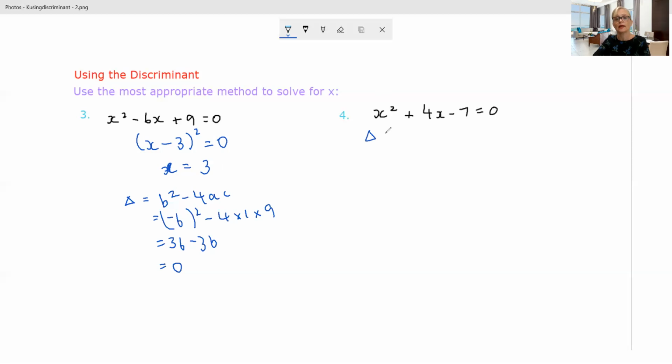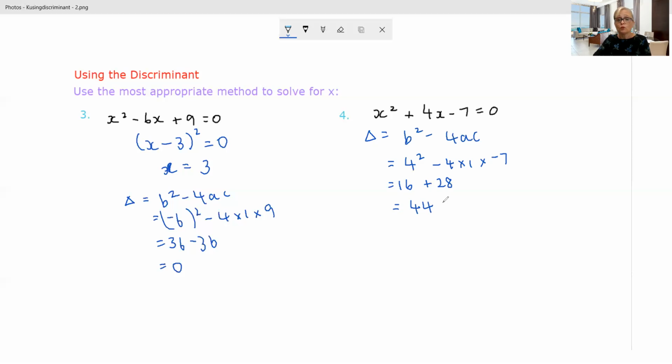So we're going to have a look at our b squared minus 4ac. It's pretty obvious by looking at this. Factors of negative 7, we can have negative 7 and 1 or 7 and negative 1. We're not going to be able to get that plus 4, are we? So it's pretty obvious that we're going to have to use a quadratic formula here anyway. So 4 squared minus 4 times 1 times negative 7. So that's 16 plus 28, which is 44.